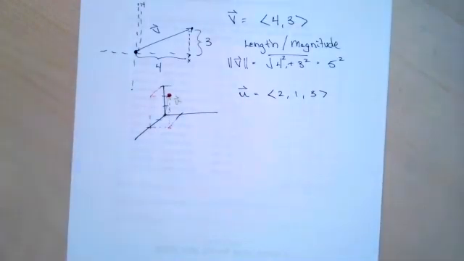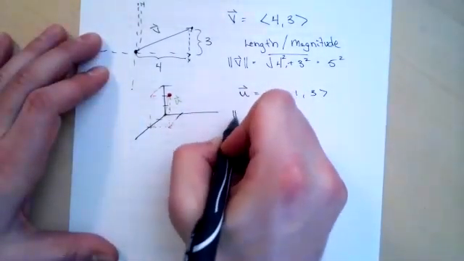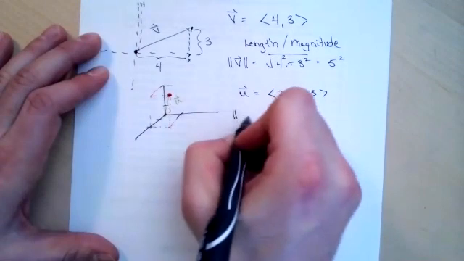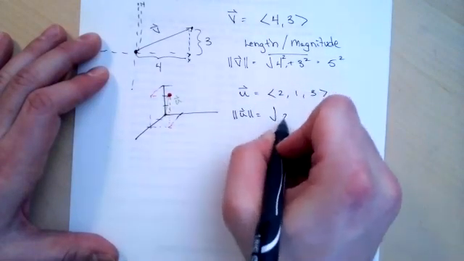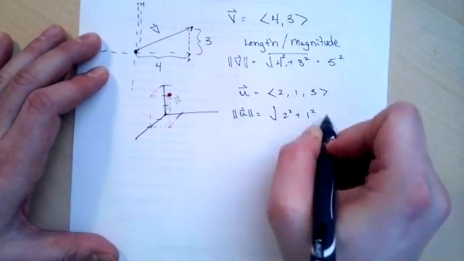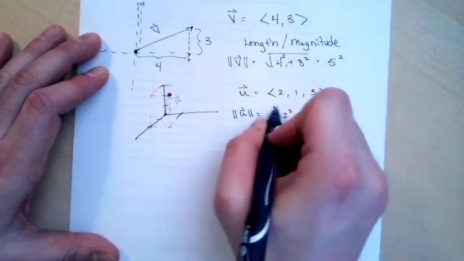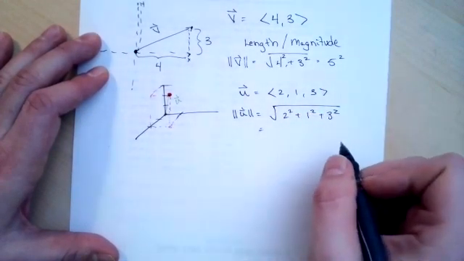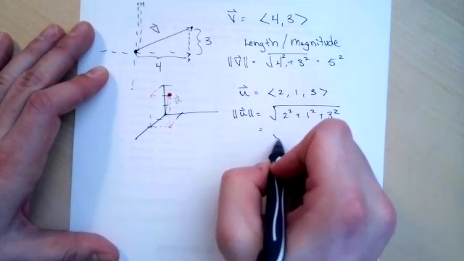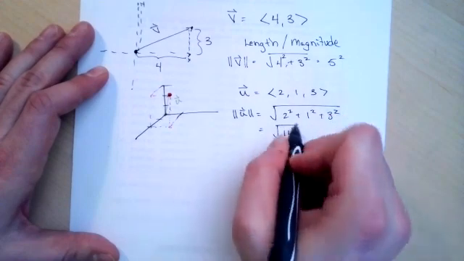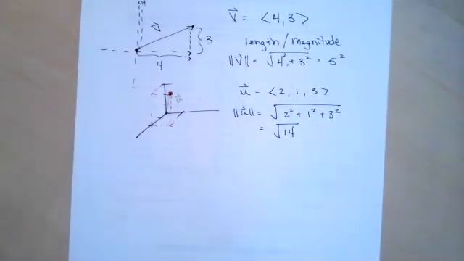And just like finding the distance a point is from the origin, the magnitude of u follows our Pythagorean theorem. So whatever that is, 4 plus 1 plus 9, root 14.